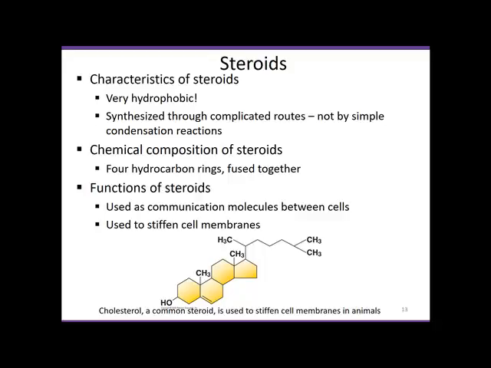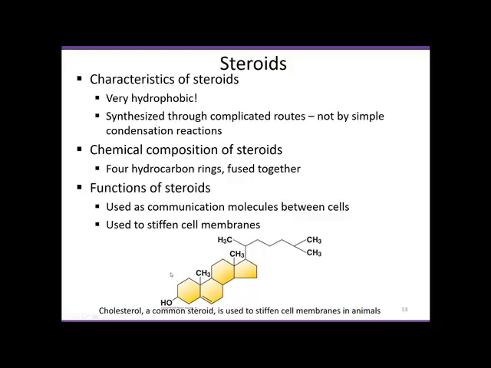Now what steroids do is they're used as communication molecules between cells. We said previously that estrogen and testosterone were actually steroid hormones, right? They tell our cells to behave in different ways. We'll see more examples of these.